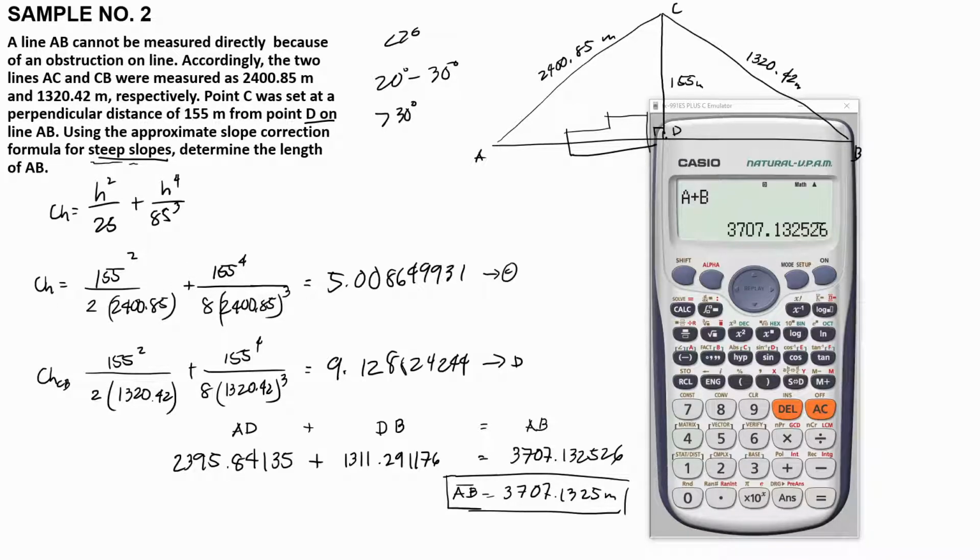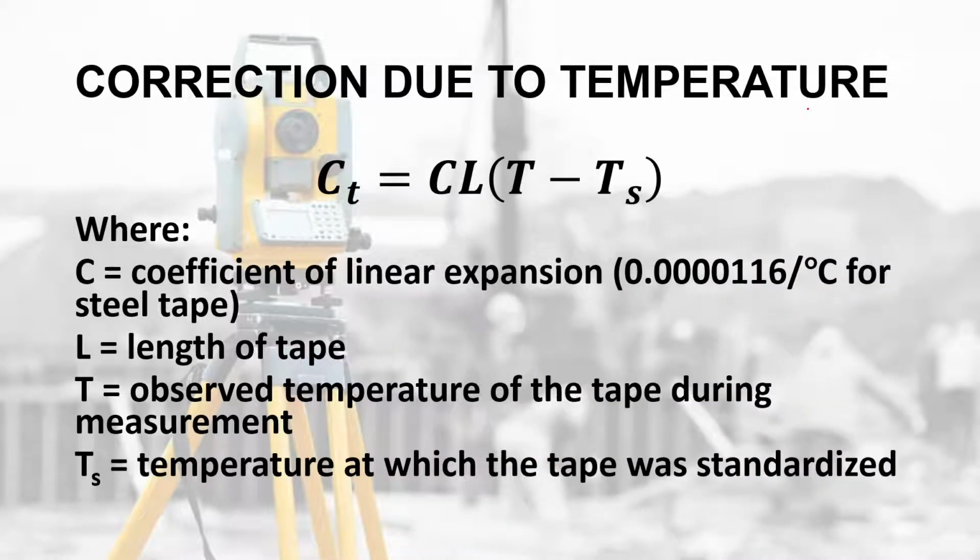Next problem is yung mga corrections na based na talaga sa tape. Taping talaga siya, as in yung tape na yung nagkakaproblema. So, number 1 dun ay temperature. Correction due to temperature, C sub T, is equal to the product of the coefficient of linear expansion, C, and the length of the tape, yung nominal length. And then the T is the observed temperature of the tape during measurement minus the temperature at which the tape was standardized. Ano ba yung standard temperature ng tape nung ginawa siya? Dito nakalagay na yung kailangan tandaang mga value.